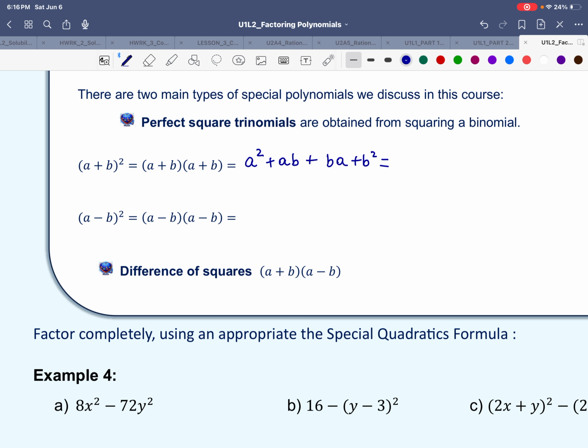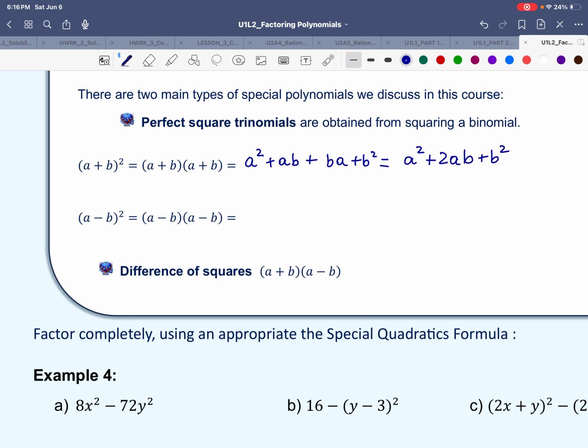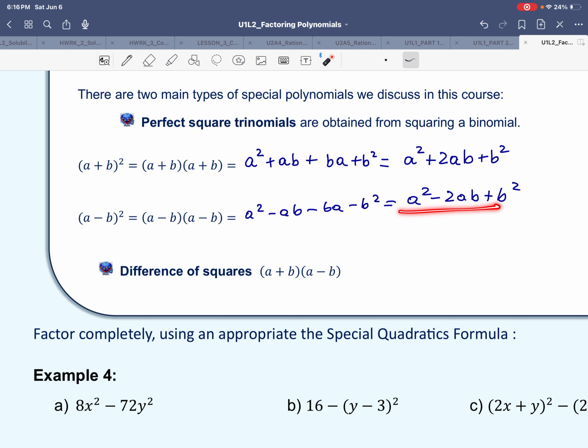So when you simplify this, you get a simplified trinomial in the form a squared plus 2ab plus b squared. Now remember where this trinomial came from. It came from squaring a binomial, and that's the reason why we call this a perfect square trinomial. If you have a minus in between, you get the exact same thing, but this time it's a squared minus 2ab plus b squared. So again, this would be a perfect square trinomial.